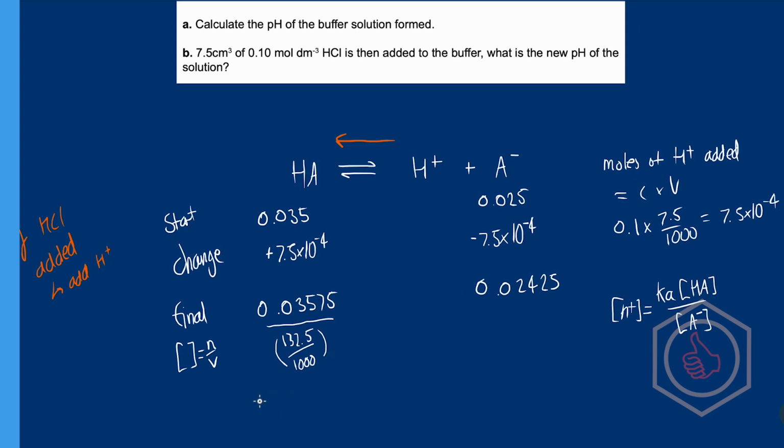This gives a final concentration of HA of 0.2698 mole per decimeter cubed. Same for A-, we're going to divide the moles by 132.5 divided by 1,000, and this gives us a final concentration of A- of 0.183 mole per decimeter cubed.